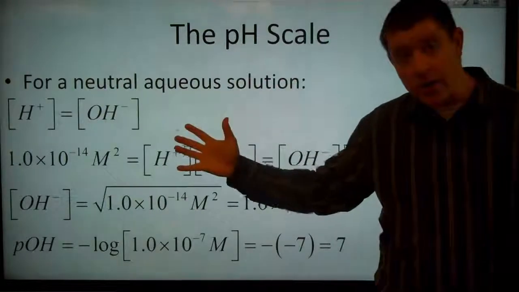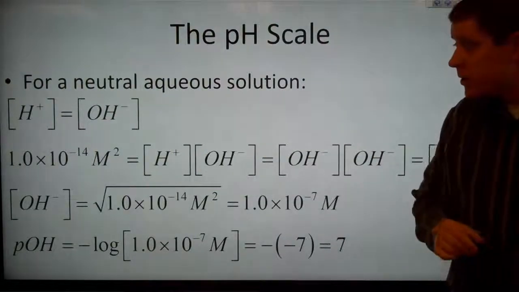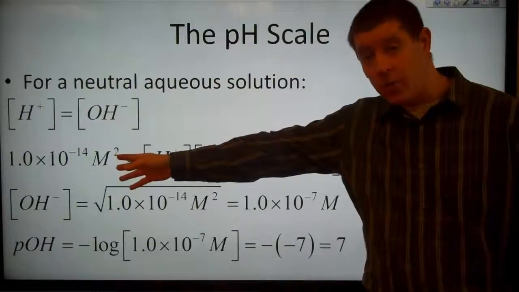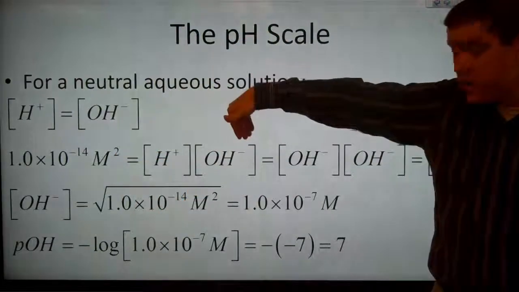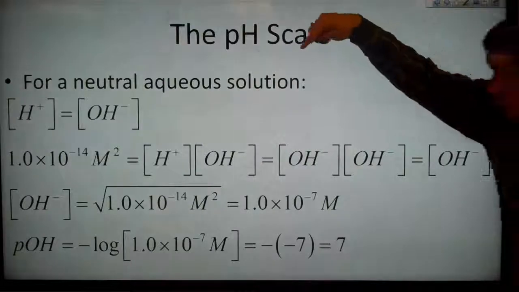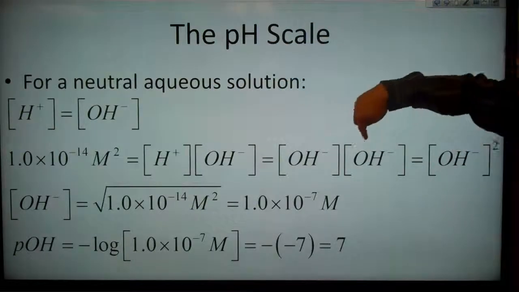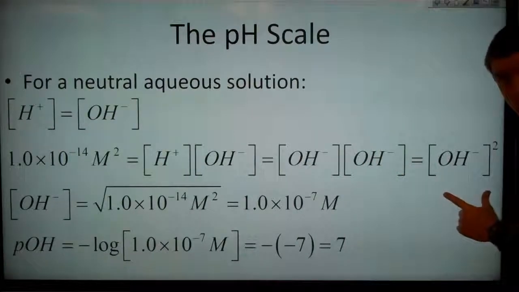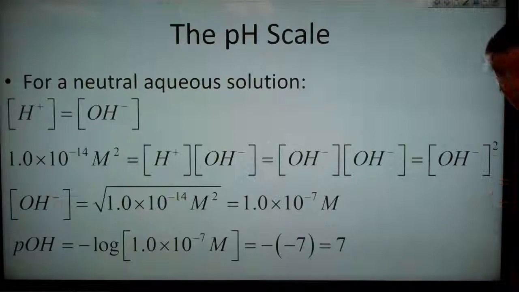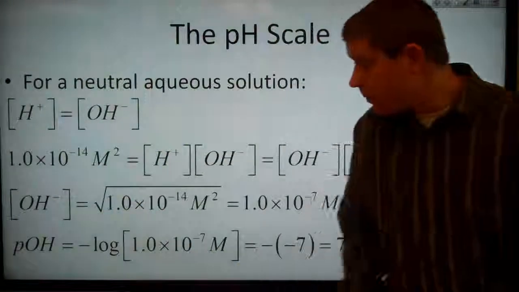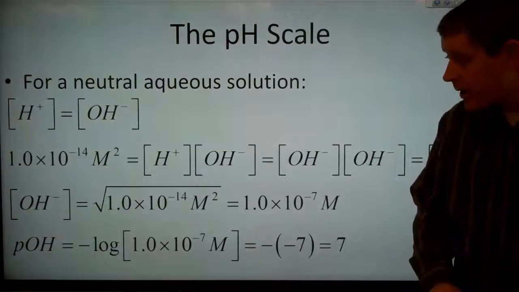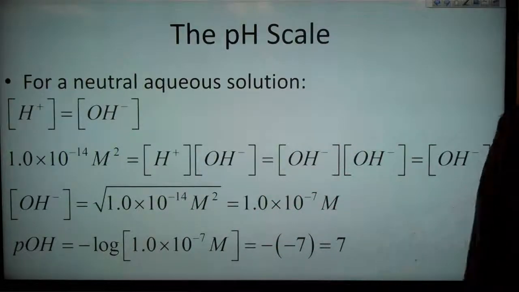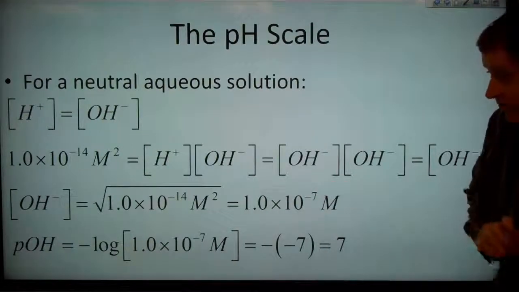So if we want to calculate the pOH for a neutral solution, we have hydrogen ion concentration equal to hydroxide ion concentration. We know that the Kw is 1.0 times 10 to the minus 14. That has to be equal to the product of our two concentrations. If we replace our hydrogen ion concentration with hydroxide ion concentration, we then get 1.0 times 10 to the minus 14 is equal to the hydroxide ion concentration squared. And then we know that when we take the square root to find our hydroxide ion concentration, we have the square root of 1.0 times 10 to the minus 14, which gives us 1.0 times 10 to the minus 7. I hope this is familiar for you now.